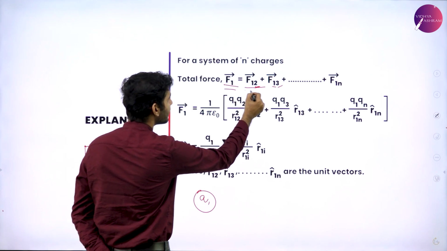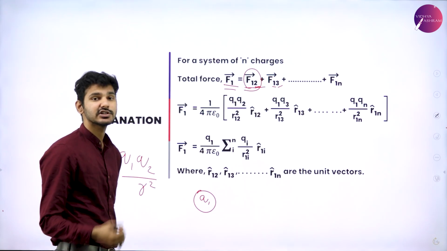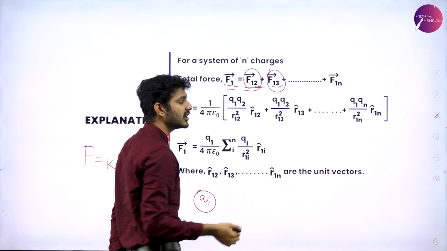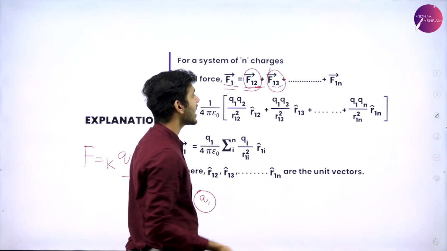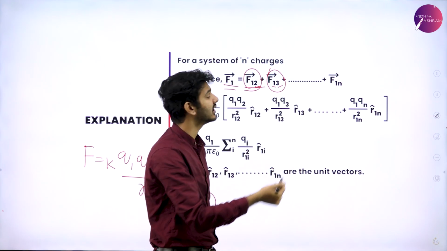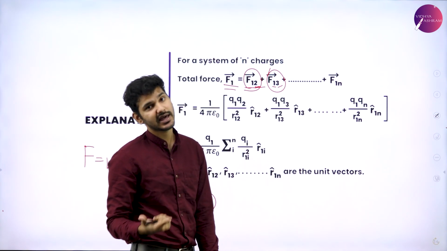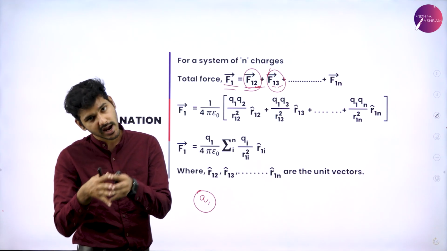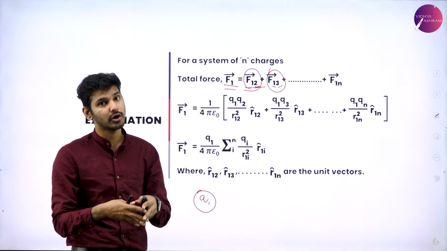So force F12 will be just Q1 and Q2, and force F13 will be Q1 and Q3, and so on. F1n will be Q1 and Qn, which means that we are only considering two charges at a time and we are going to add them all together.